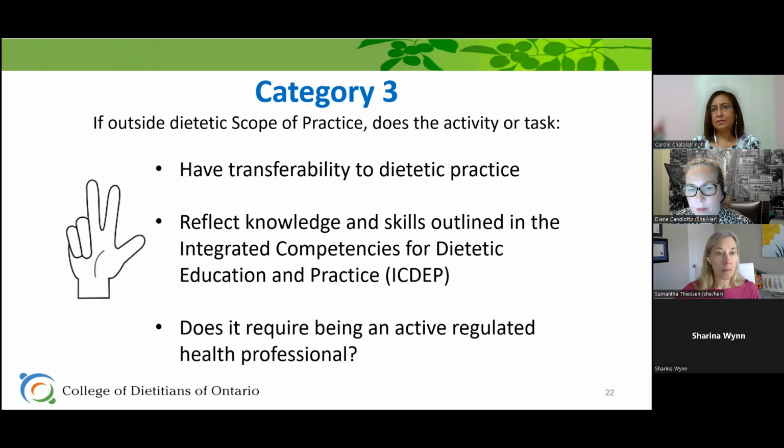Next slide, please. The third category speaks to whether the activity or task is outside of your dietetic scope of practice, and if so, whether it has transferability to dietetic practice, and whether it reflects the skills and knowledge of the ICDEPs, the Integrated Competencies for Dietetic Education and Practice, as Diane introduced. And does it require you to be an active regulated healthcare professional? For example, doing contact tracing for COVID as a regulated healthcare professional.